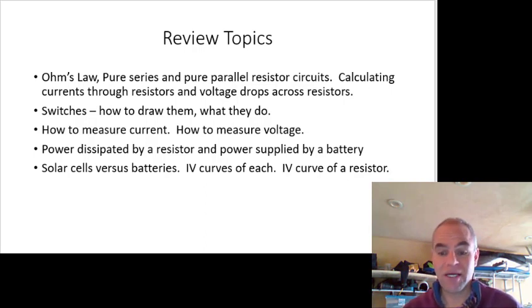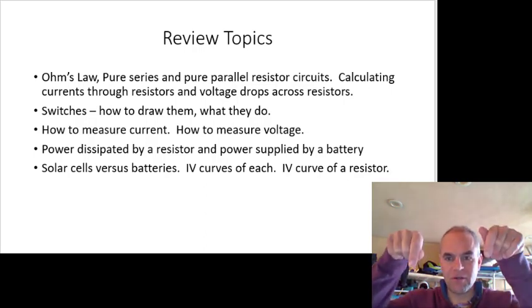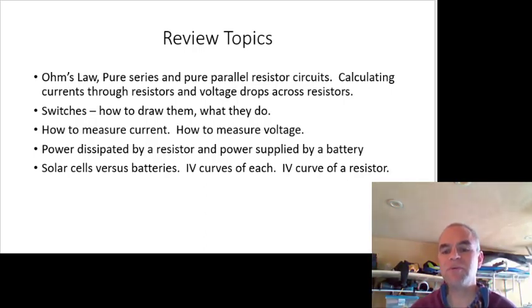How do you measure current? How do you measure voltage? We used an ammeter to measure current, and you always had to break the circuit, if you remember, to measure current. To measure voltage, we used a voltmeter, and we put the voltmeter across whatever circuit element whose voltage we wanted to measure. It could be a battery, a resistor, or a light bulb.